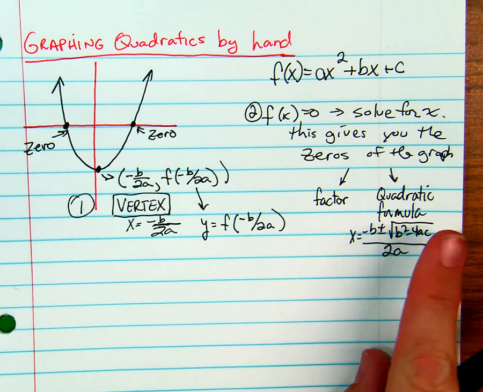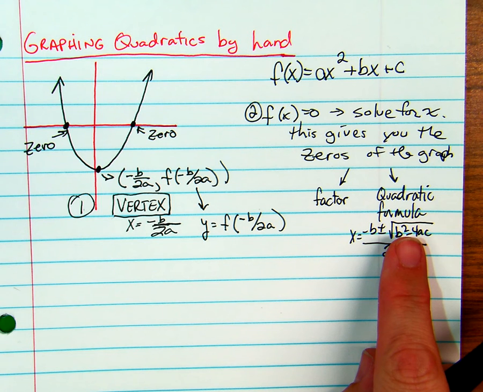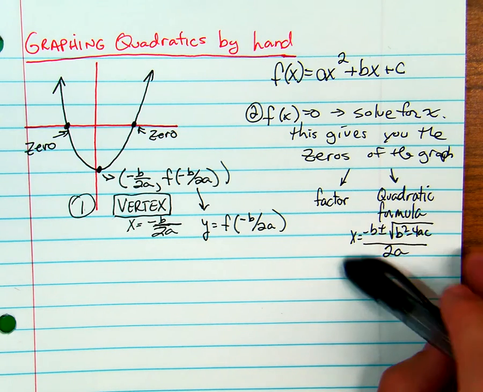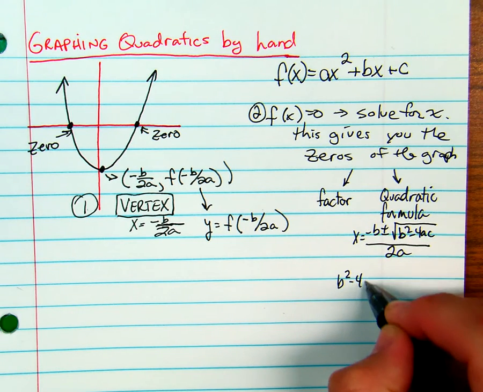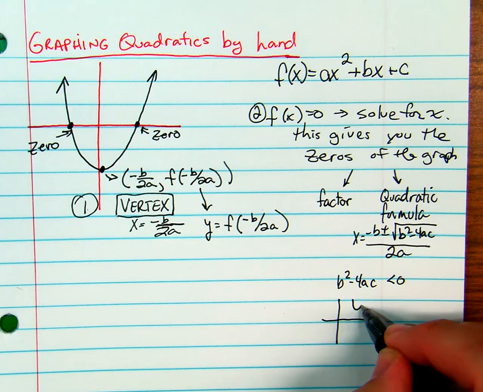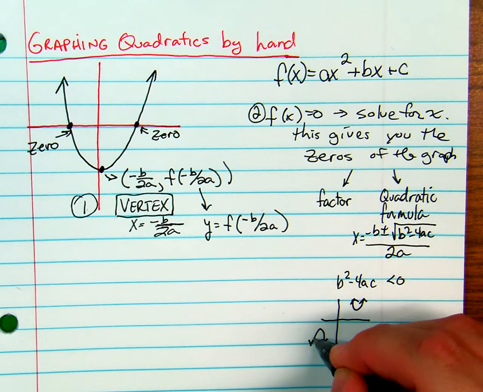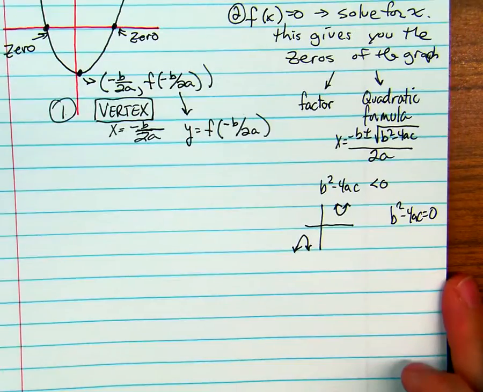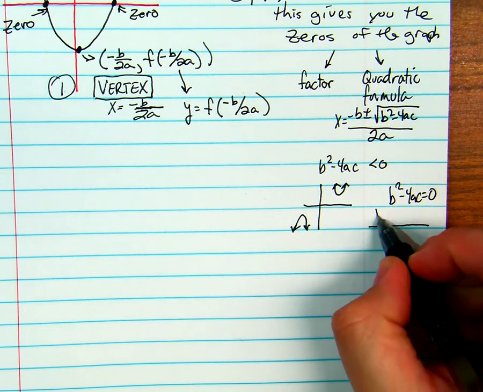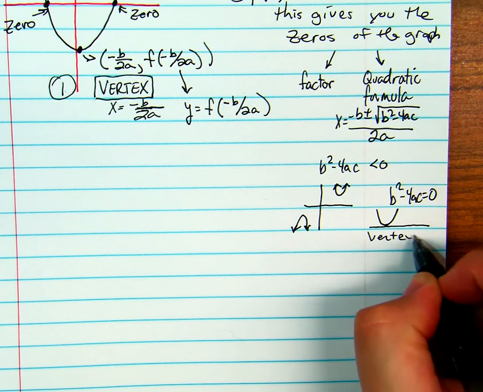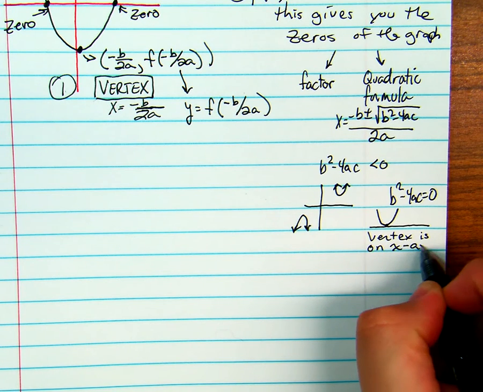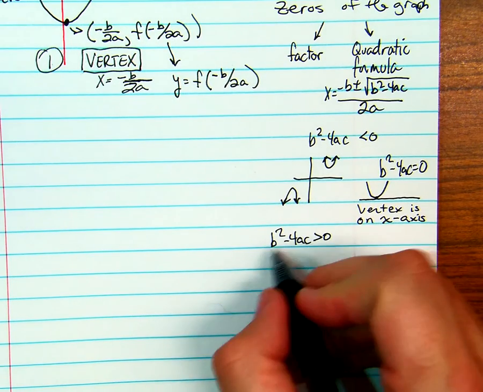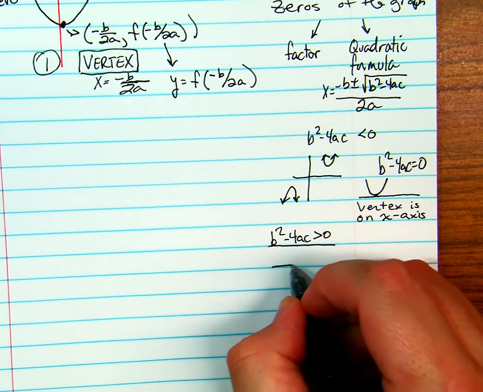If b squared minus 4ac ends up being negative and you can't actually use it, then we know that if b squared minus 4ac is less than 0, you have a graph that's either going to open up and not hit the x-axis, or it's going to open down and not hit the x-axis. If b squared minus 4ac is equal to 0, that means the vertex is on the x-axis, and if b squared minus 4ac is greater than 0, you're going to get two zeros.